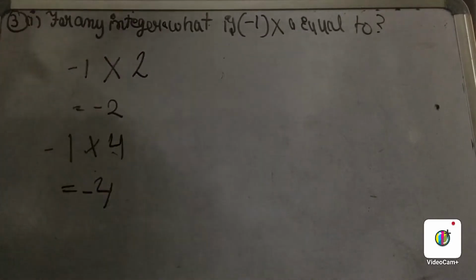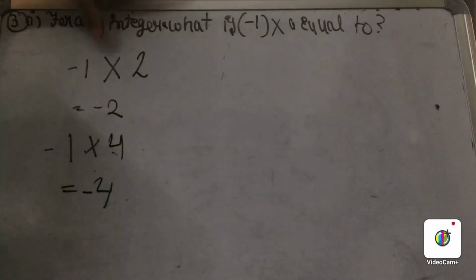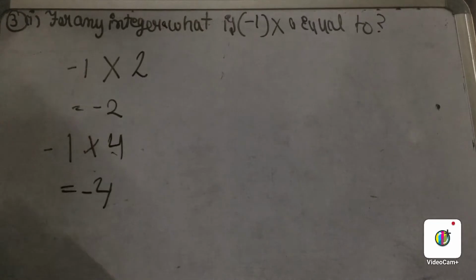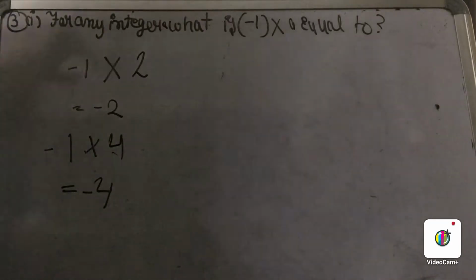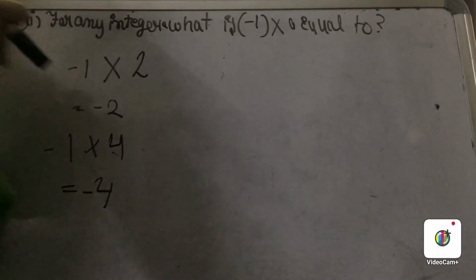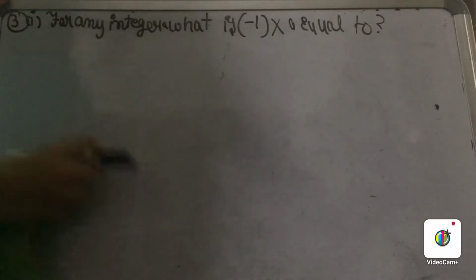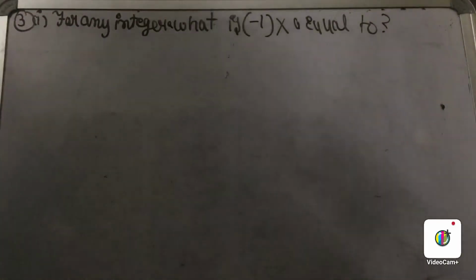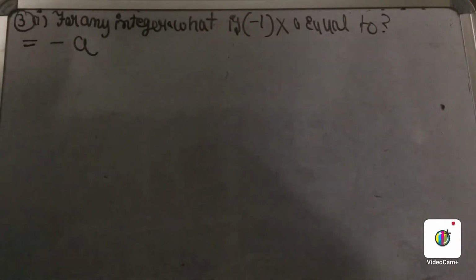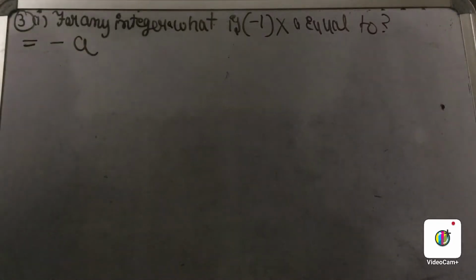So in this question you will notice that there is a similarity between minus 1 multiply 2 and minus 1 multiply 4. What is the similarity? That it is the number itself, but with a negative sign. So can I write this as, for any integer a, minus 1 multiply a is equal to minus a. Now what is the meaning of minus a? It means the number itself but with a negative sign. So this was our part number first.